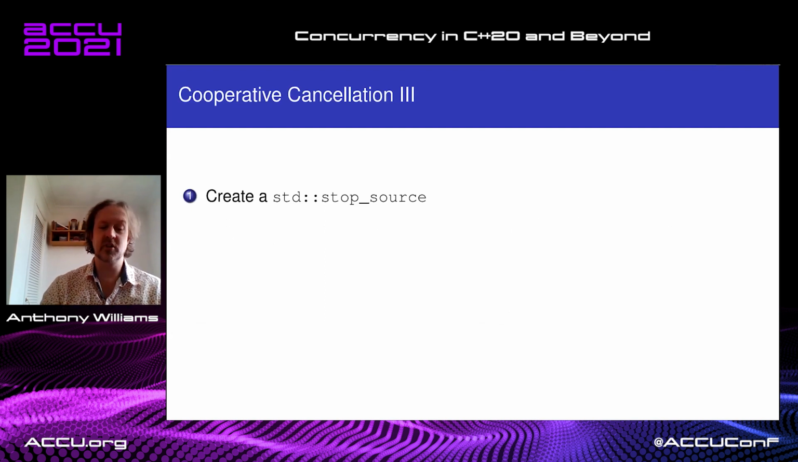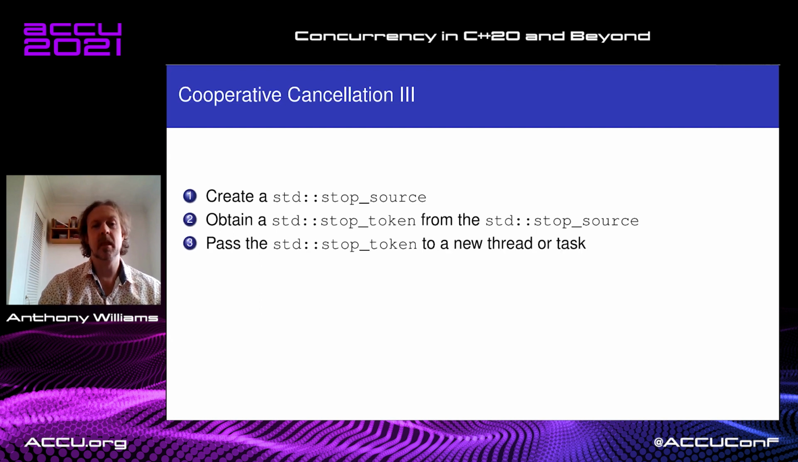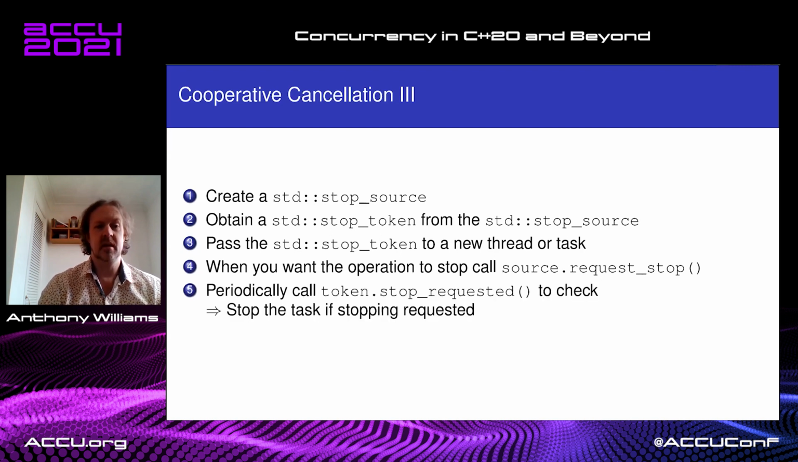So the way of using it is quite straightforward. You create your stop source, you get a stop token, you pass that stop token around to something that you wish to cancel, and then when you want to stop the operation, you call request stop on your source. And then periodically, in some user-determined pattern, you check stop requested on the token. And then presumably you're actually going to stop the task if stopping has been requested.